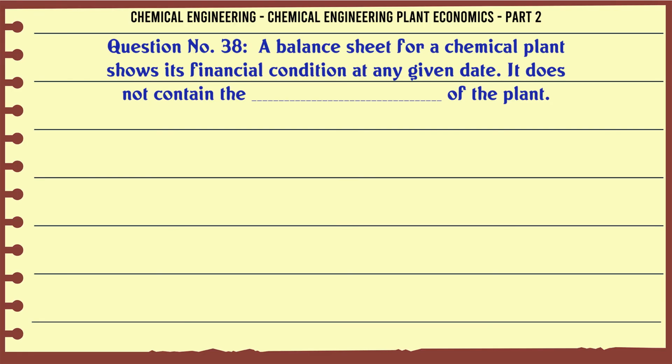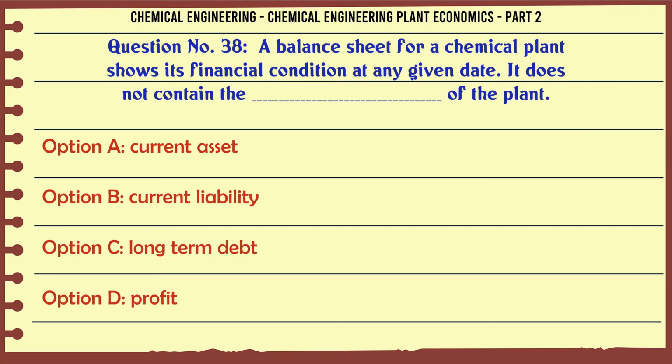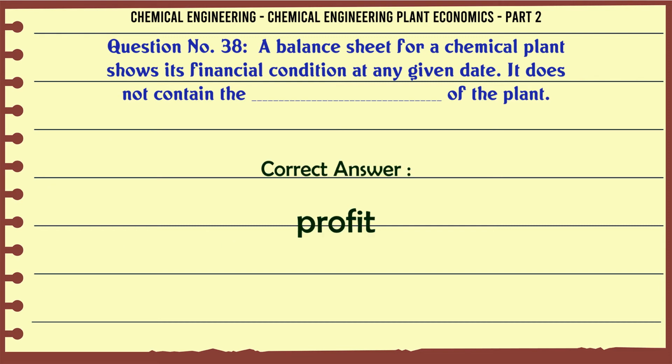A balance sheet for a chemical plant shows its financial condition at any given date. It does not contain the of the plant. A. Current asset. B. Current liability. C. Long-term debt. D. Profit. The correct answer is profit.